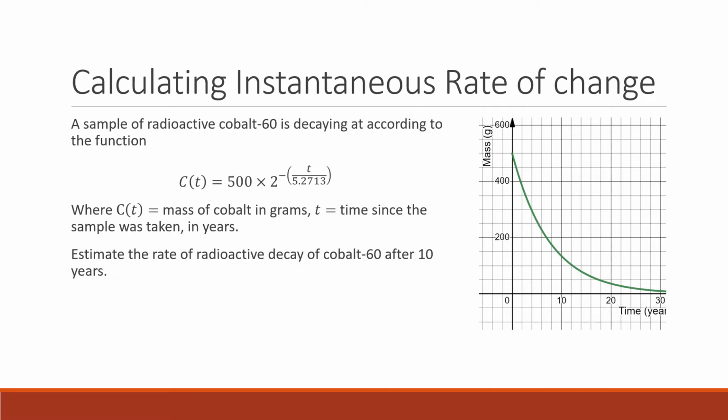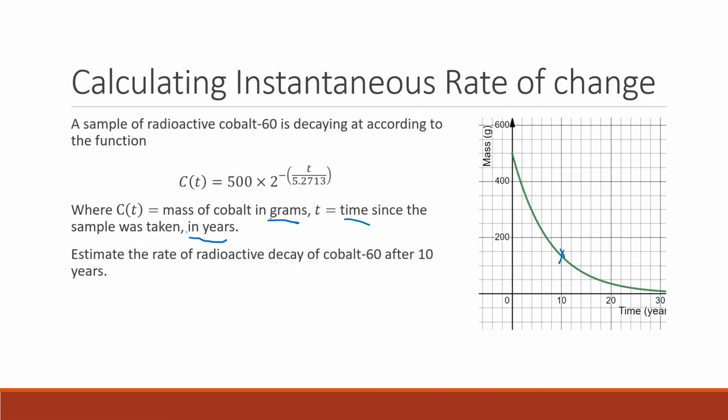We've got a sample of radioactive cobalt-60 that's decaying according to this function. C of t is the mass of cobalt in grams, that's important, and t is the time since the sample was taken in years. What we have to do is estimate the rate of radioactive decay after 10 years. So that's about at this point here.